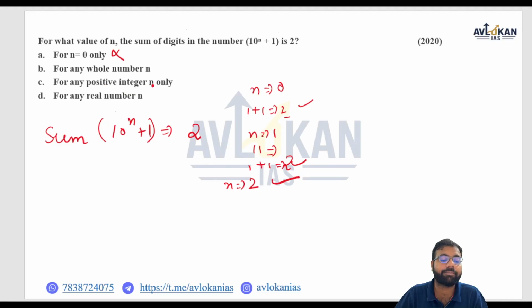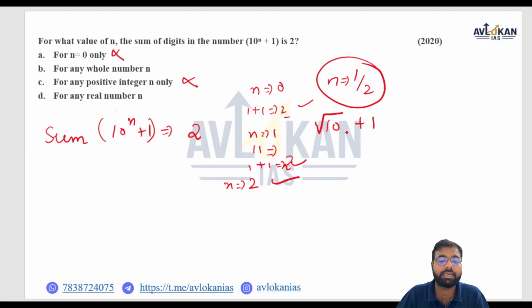Next is for any positive integer n only. Now see, a positive integer does not include 0, so this is not my answer. For any real number n, we cannot say that, because if we take n equal to half, then this will be root 10 plus 1, and root 10 is somewhere near 3.16. So the sum is not going to be 2 at all. So this is also not my answer.